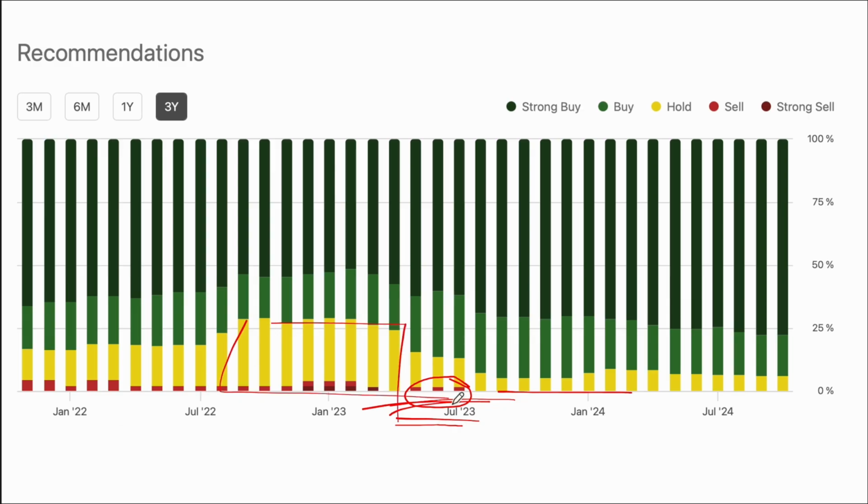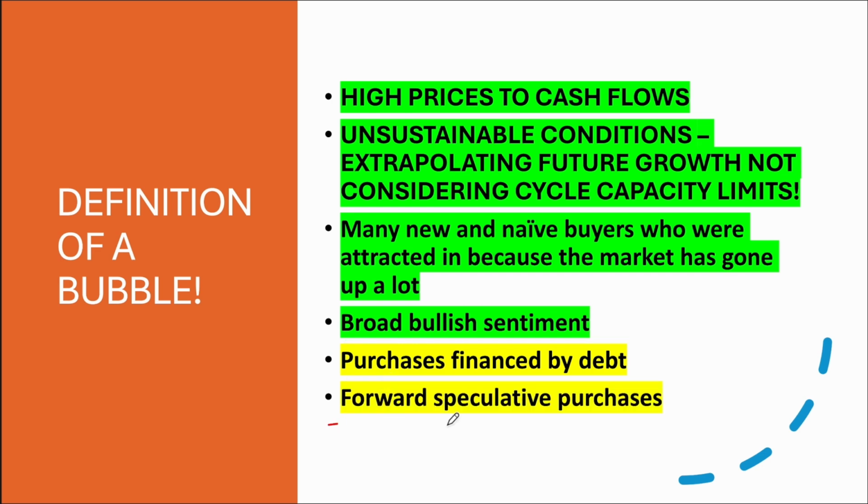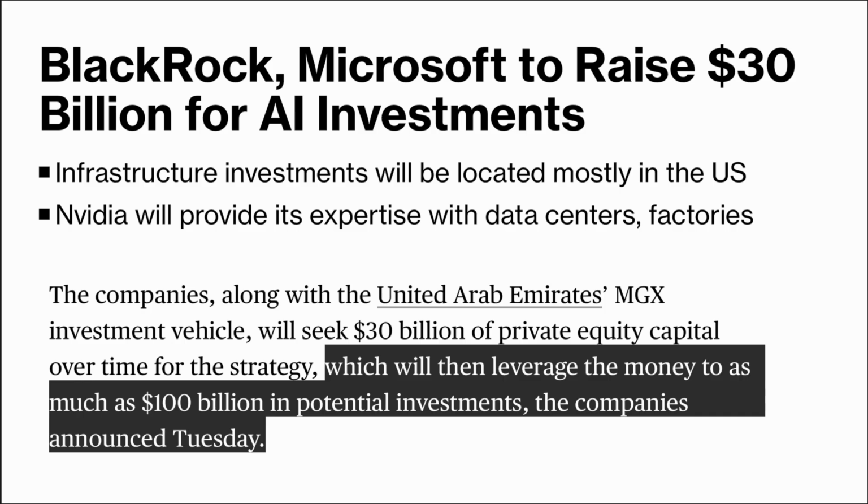When something goes up, it is a buy. When something goes down, it is a sell. And just to show you that when Nvidia was cheaper, some said it was a sell. So we have broad bullish sentiment. I didn't find any purchases financed by debt. I think it's just still normal money flowing in. But we do have forward speculative purchases, investments, inventory, 30 billion for AI investments. Everyone is racking up that infrastructure, etc., etc.